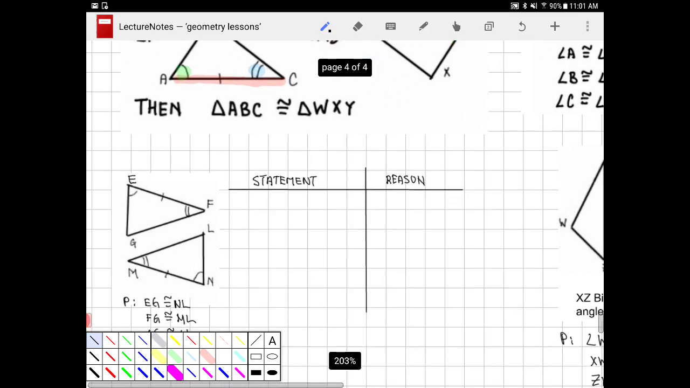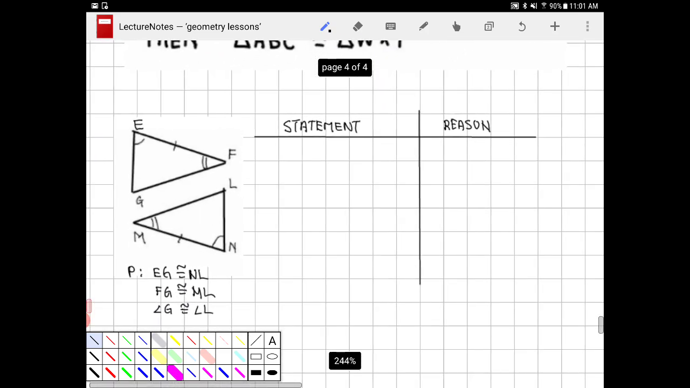So let's take a look at this one right here. In this example, you're given a diagram with two triangles, and the givens are already pre-labeled on the diagram. Let's pause the video for a moment and see if you can tackle this problem on your own. The goal is to prove the two sides congruent, as well as that pair of angles there.